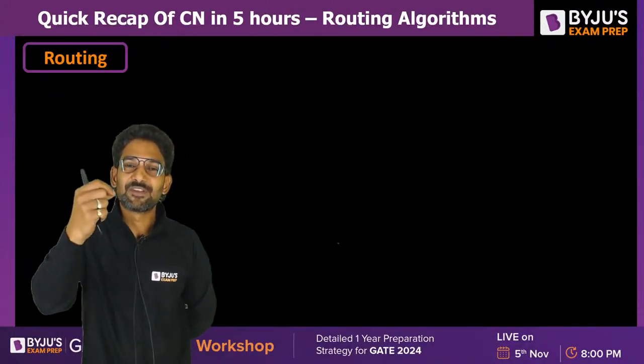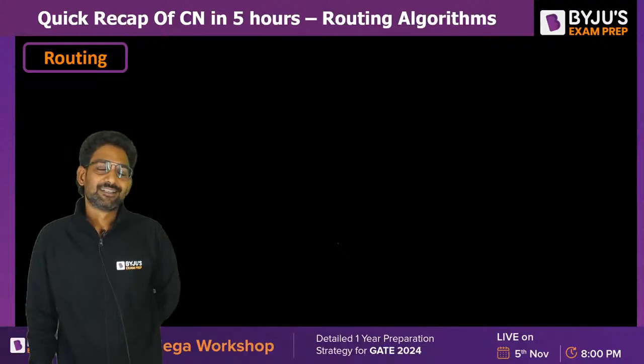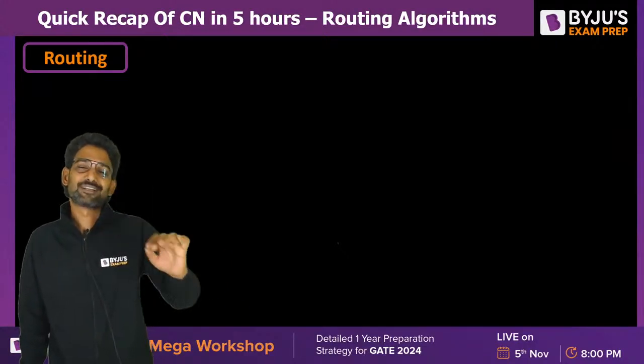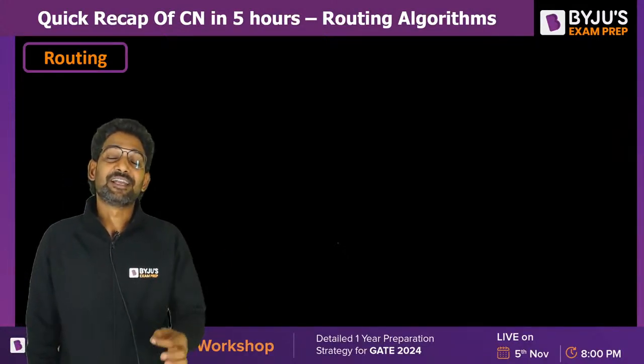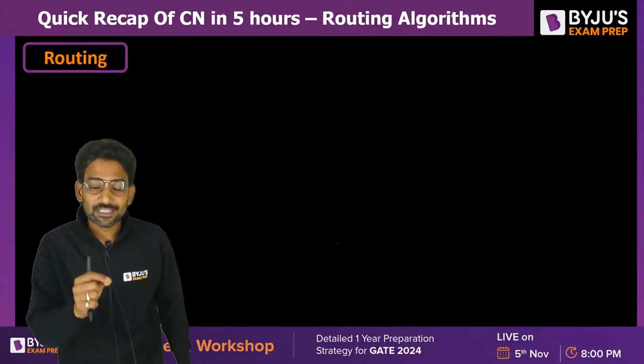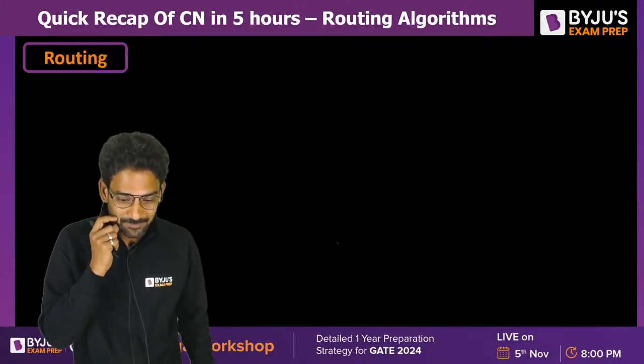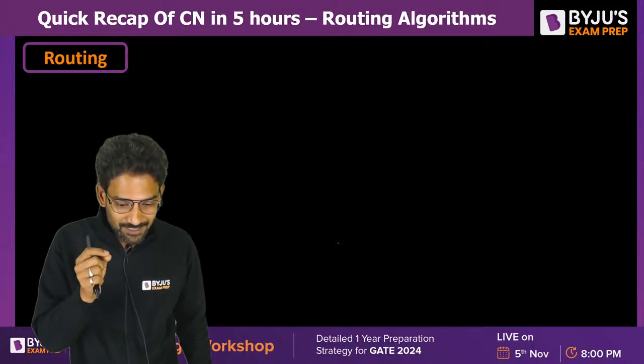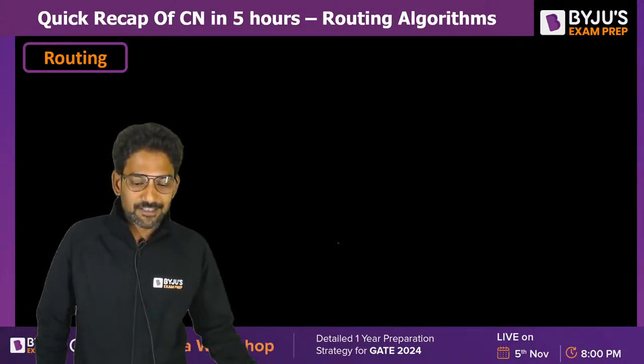So, with this example, you can understand. Routing is not just finding the shortest route, dear friends. Finding the optimal route. Sir, what is optimal route now? Shortest feasible route.